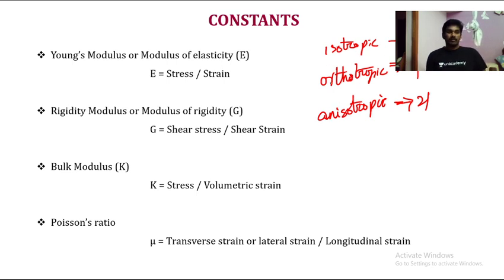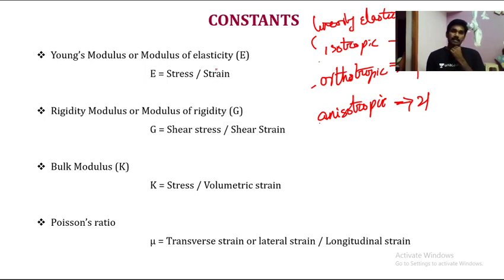Everyone knows the difference between these, right? Isotropic means your mechanical property will be the same in all 360 degrees. For an orthotropic material, the mechanical property will vary based on three mutually perpendicular axes. Anisotropic means the mechanical property will be different in all 360 degrees. That is the major difference between these three. In all conditions, we are speaking about a linearly elastic isotropic material, for which there are four elastic constants.